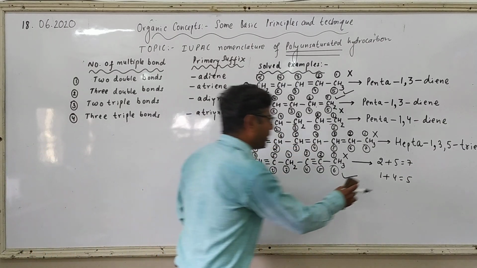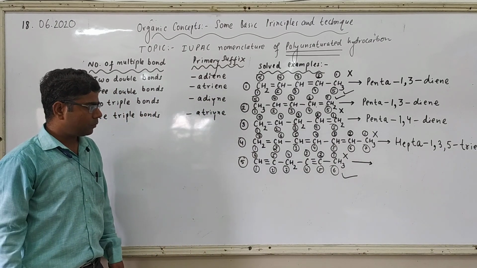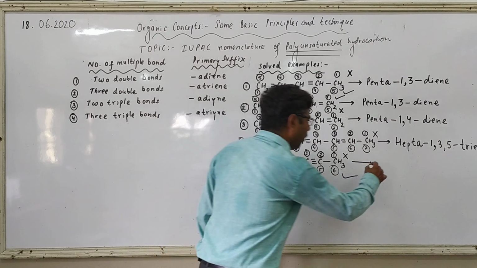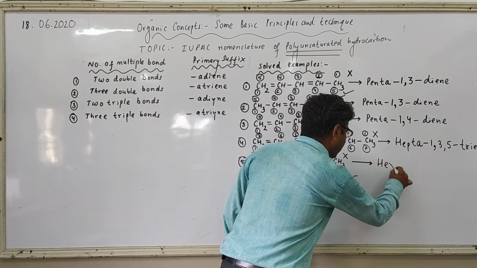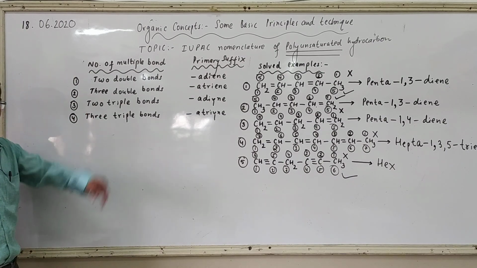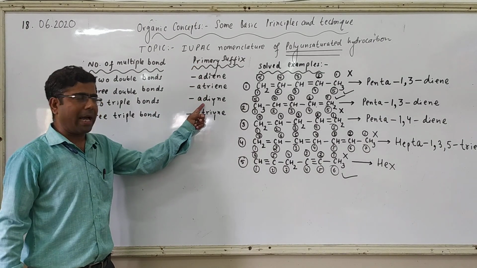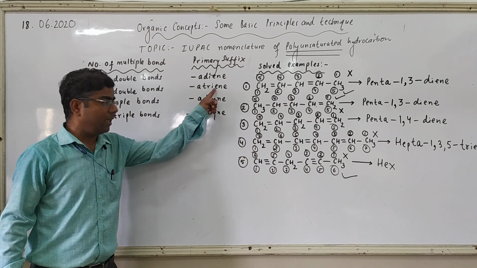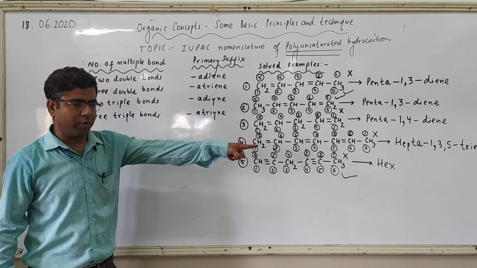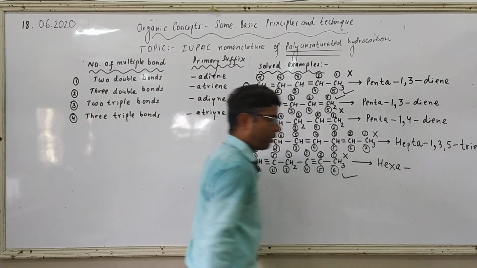So according to left hand side numbering, the IUPAC nomenclature for this compound: total 6 carbon atoms. For 6 carbon atoms, word root used will be hex. Now here we have 2 triple bonds. For 2 triple bonds, primary suffix used will be adiyne. Y is there, E is there. A of adiyne will be used with word root, so it becomes hexa, dash.